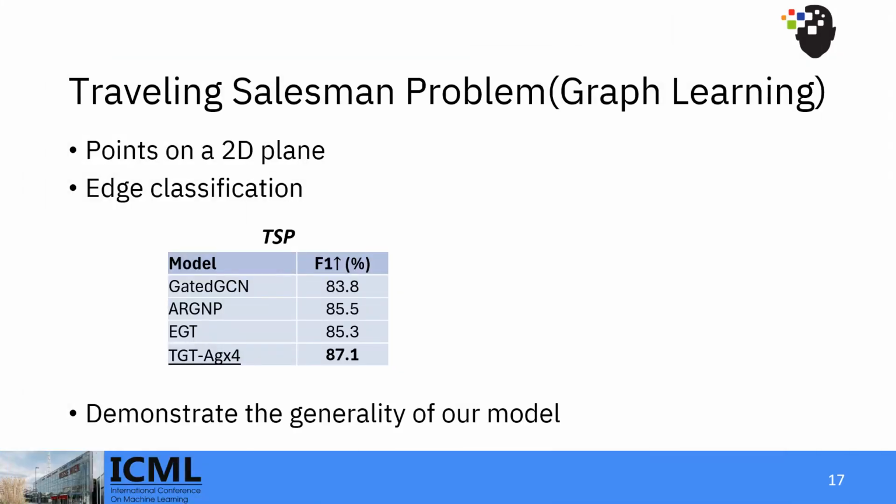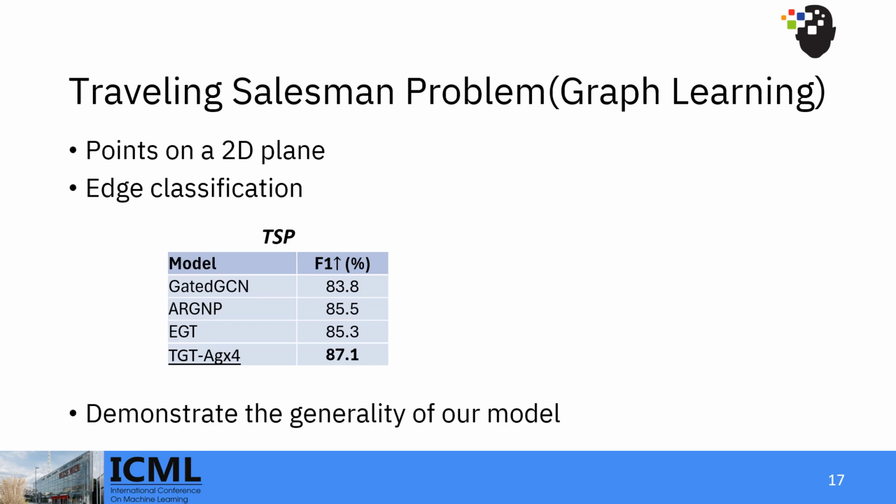Now, let's shift gears and look at how our model performs on a classic graph learning problem, the traveling salesman problem, or TSP. In this setup, we're dealing with points on a 2D plane, and our task is edge classification, determining which edges should be part of the optimal tour.